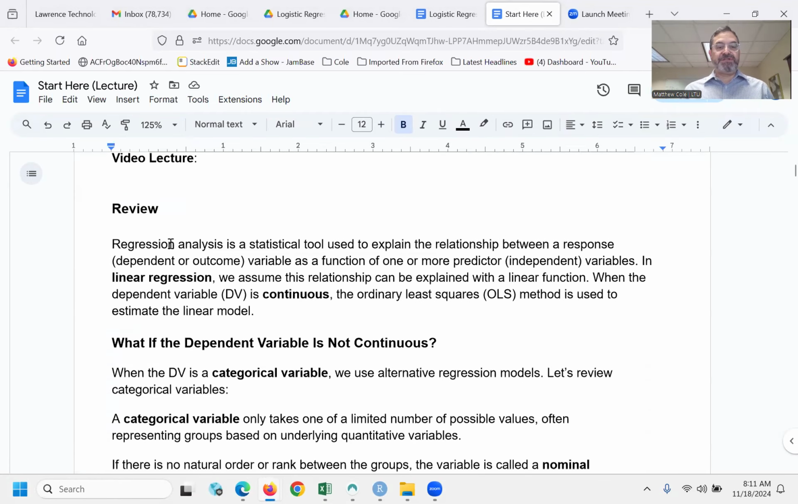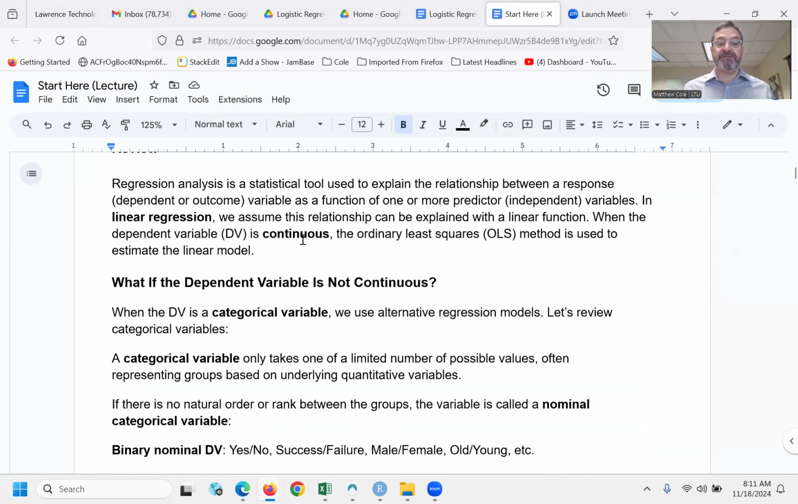Regression analysis is a statistical tool used to explain the relationship between a response variable, which we also call the dependent or the outcome variable, as a function of one or more predictor variables that we also call independent variables, or sometimes factors. In linear regression, we assume this relationship can be explained with a linear function. When the dependent variable is continuous, the ordinary least squares method is used to explain the linear model.